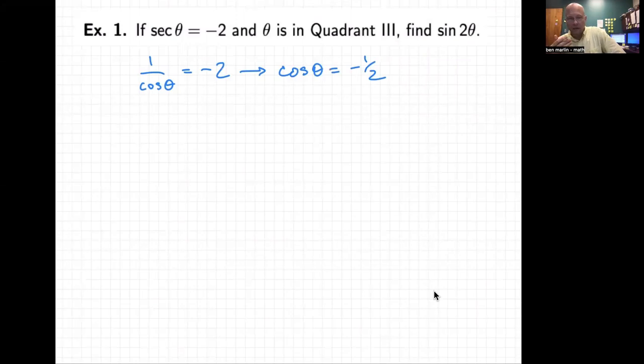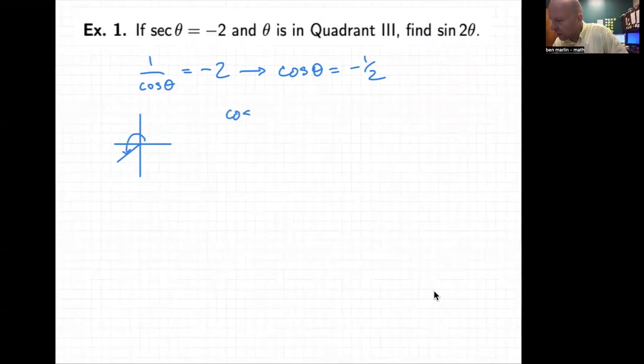Because we're going to have to know both cosine theta and sine theta, we will stop and look at what's happening here about theta being in quadrant 3. That means it's an angle down here somewhere. Wow, I missed the spot that I was aiming for. So this being in quadrant 3 means both sine and cosine are negative.